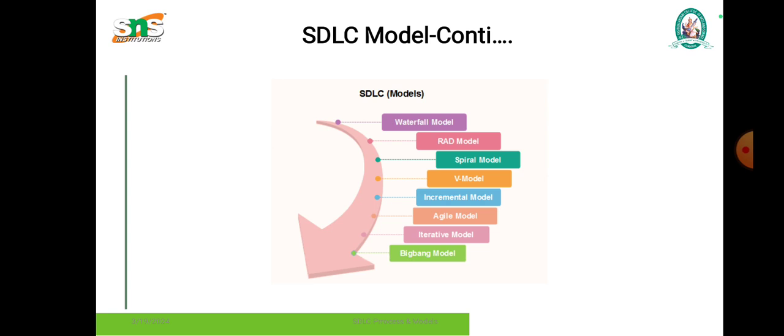These are the SDLC models. They are classified into different types: waterfall model, RAD model, spiral model, V model, incremental model, agile model, iterative model, and big bang model. We will discuss them in the next class.